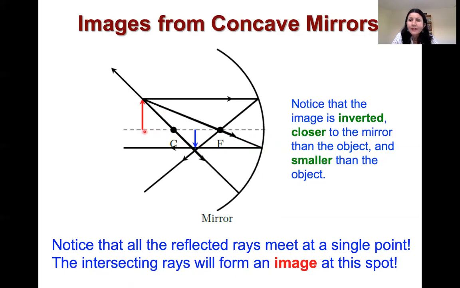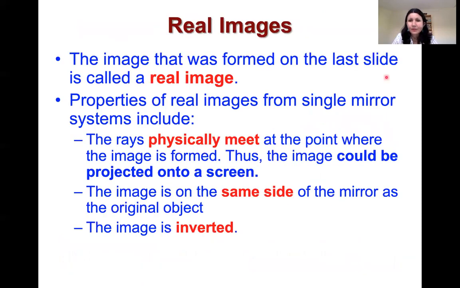And one thing that's different about this image compared to the image made by the plane mirror is that it's actual physical rays. They actually exist physically right there at this point that are making that image. So unlike in the plane mirror, which we saw made virtual images, this particular image is known as a real image.